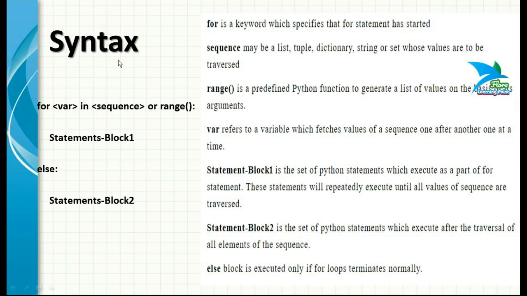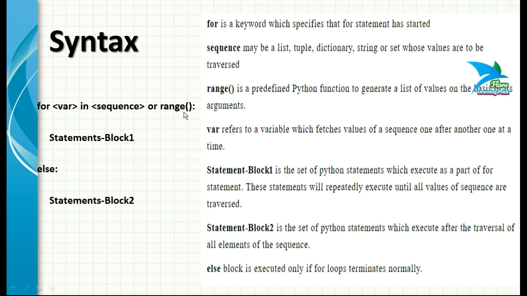Next, we'll discuss the syntax of the for loop. Here we have the syntax. For is a keyword to define a for loop, and this one is the loop variable. The name can be any; you can use any valid name of a variable here. In is also a keyword. After the in keyword, you can specify the name of a sequence or a range function. Sequence means it may be a list, tuple, dictionary, string, or a set. And the range function is used to decide the start and end value of a loop variable.